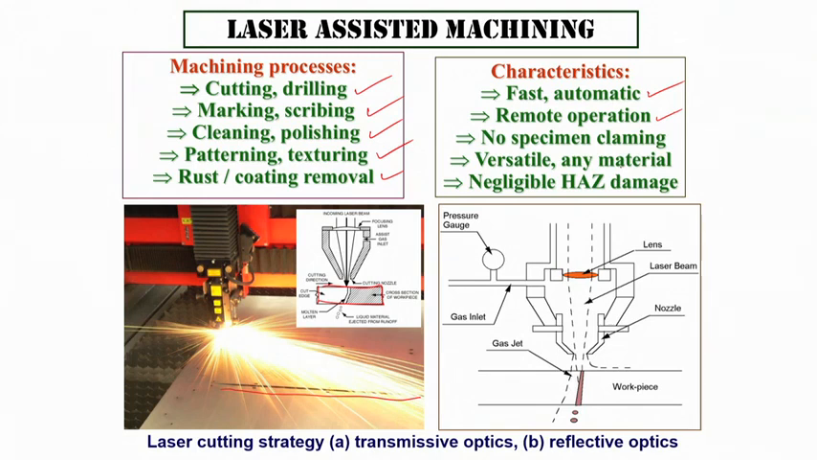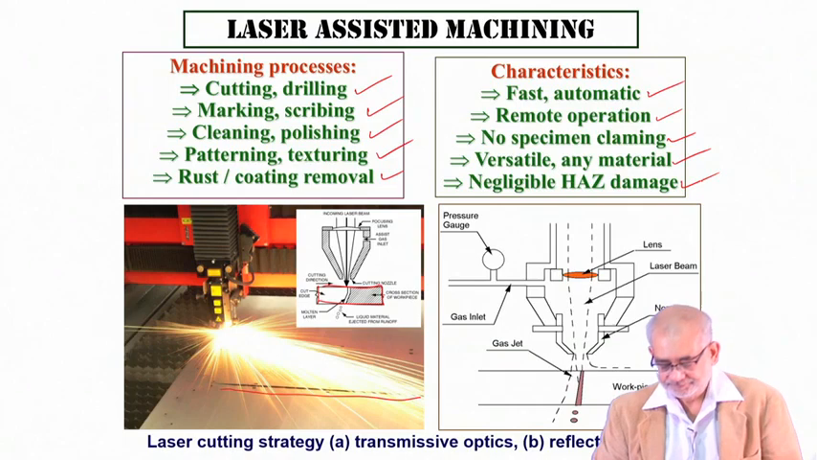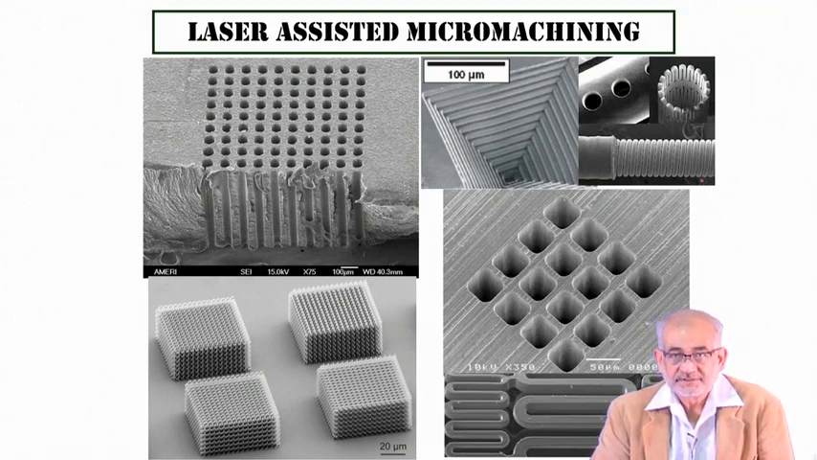The specimen is not destroyed, and the wastage is minimal. Then it is very versatile: practically any solid can be machined using laser, and there is very little or negligible heat affected zone. In machining, since we are talking about a beam, we can not only control the intensity and the interaction time, we can also control the shape, the size and the focus of the beam.